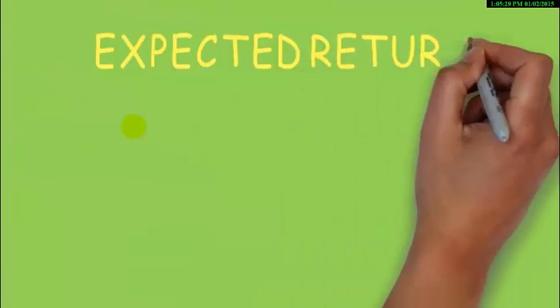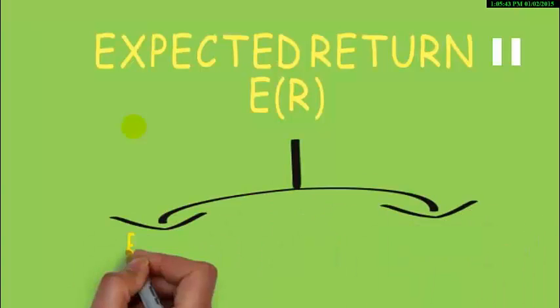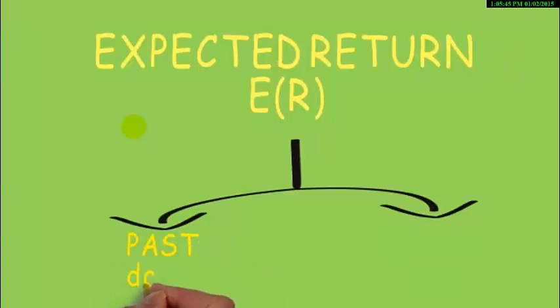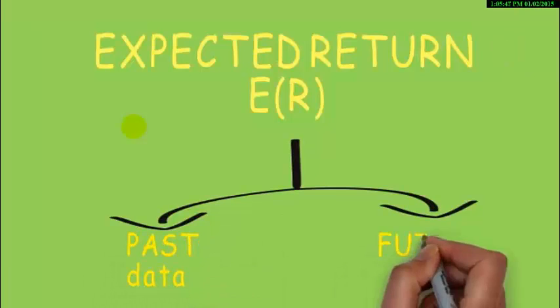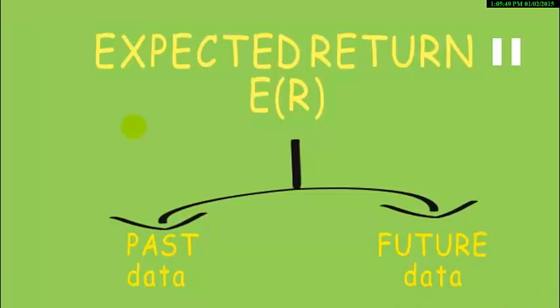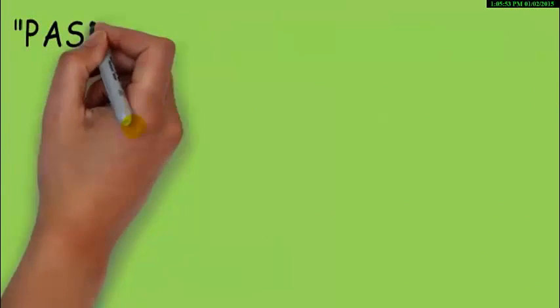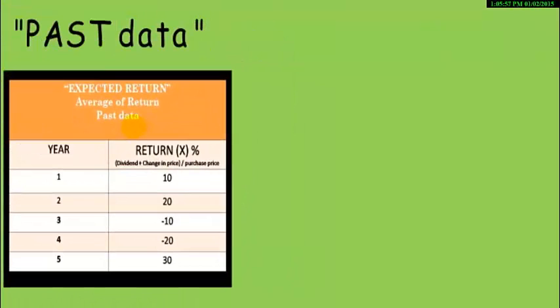Now how to calculate the expected return? That is what I am expecting from an investment in future. The return expected from an investment in future can be calculated in two different ways. The one is by using the past data and the other is using the future data, that is the probability. Now let's see how to calculate expected return using past data.